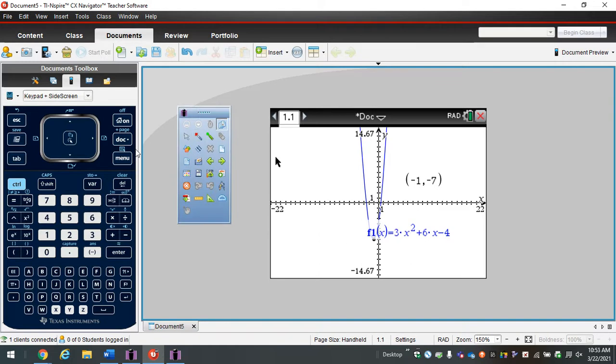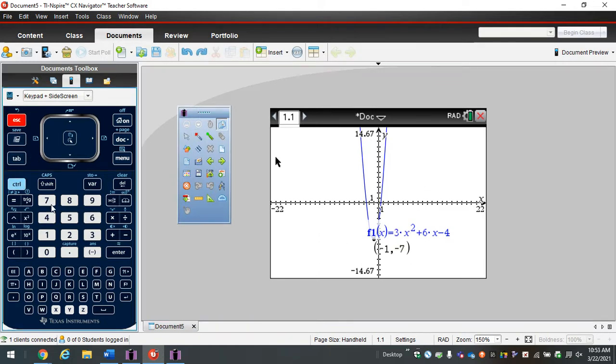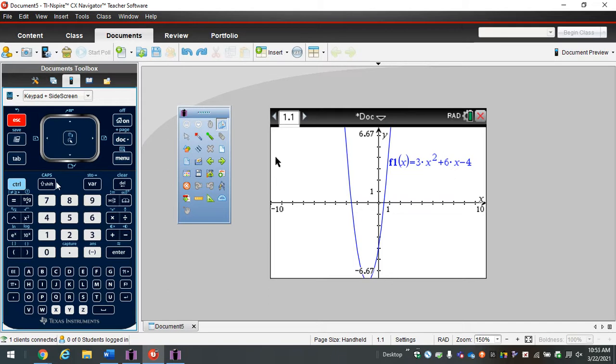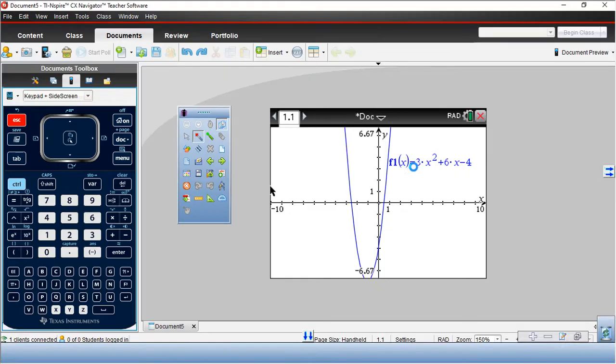So look what I did there. I'm going to go control escape to get rid of it. I'm going to go here to do the minimum. The reason I know it's the minimum, there's several things that give it away.